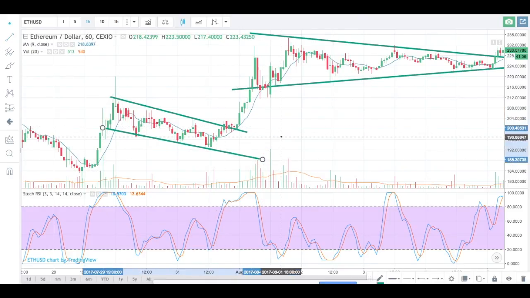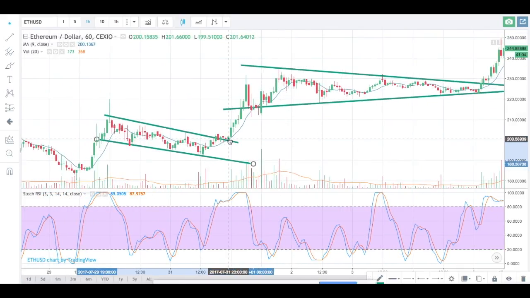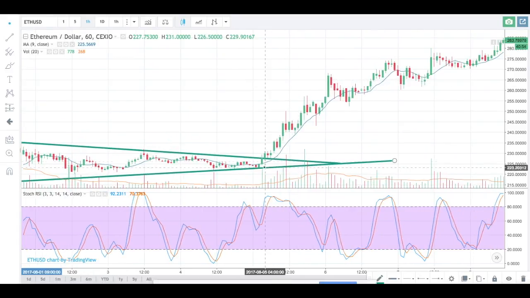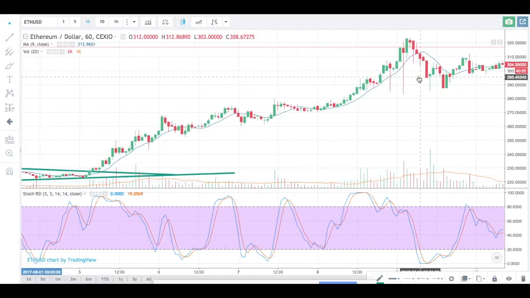And now here's the magic. As soon as it breaks either one of these, there's always a big move. So here we're looking at this rectangle. It breaks it, big move to the upside. Then it starts to form a triangle, breaks it, big move to the upside.